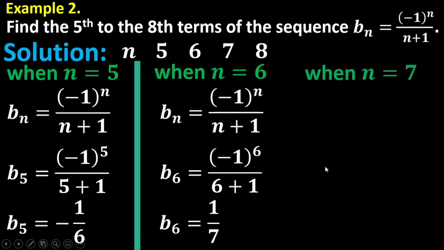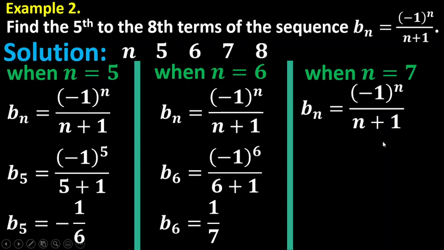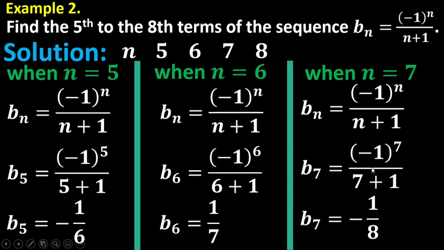Next, you're looking for the 7th term. Pang-pitong term after na 1 over 7. B sub n is equal to negative 1 raised to n over n plus 1. Your value of n is 7. So substitute all the values of n by 7. And negative 1 raised to 7. 7 is an odd number. Therefore, your resulting sign is negative. So the answer is negative 1 over 8.